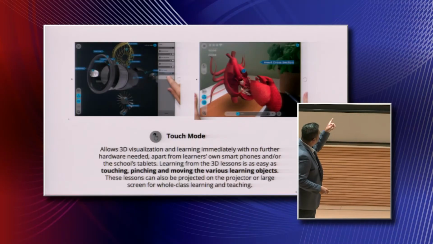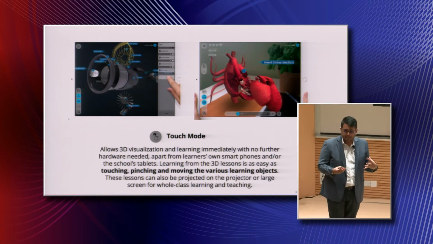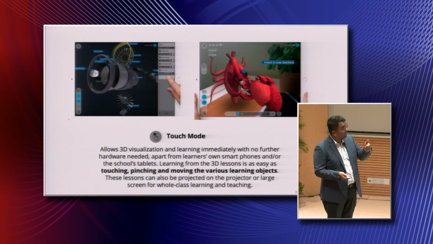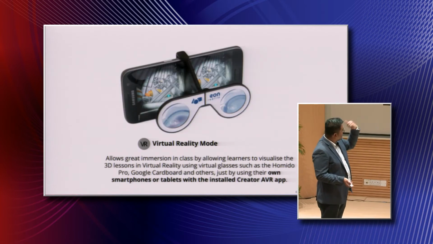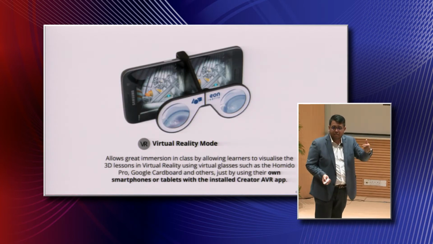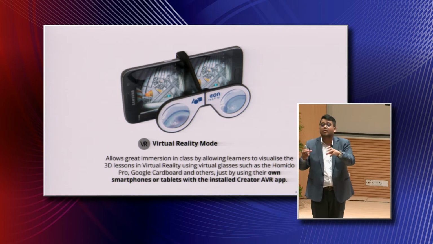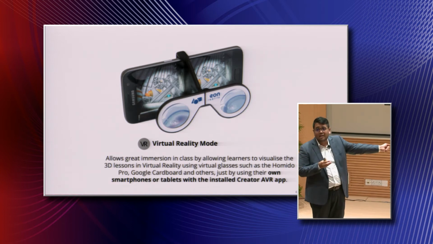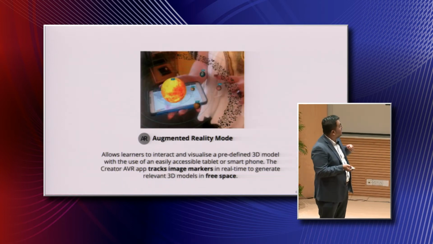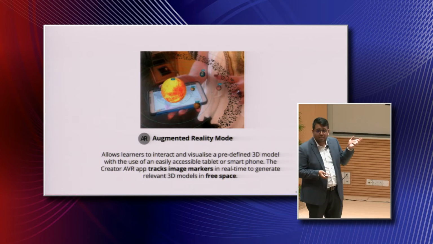So just now what I've shown you is that the touch mode is where you can use it in the show and tell portion. You can zoom, pinch, and all that. You can have the VR mode, especially for self-directed learning. In fact, if you already have the Google Cardboard, you can also use that. You don't have to use our VR glasses. All right? And the third mode, of course, the augmented reality mode, allows you to do collaborative learning.